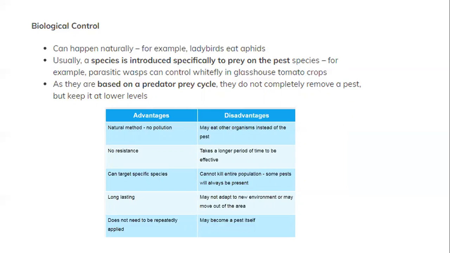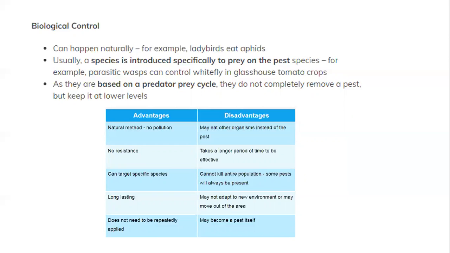Now let's see what are the advantages and disadvantages of this biological control method. So this is a natural method, so no pollution. This is eco-friendly. And also there is no resistance. Can target specific species. And this is long-lasting and does not need to be repeatedly applied.